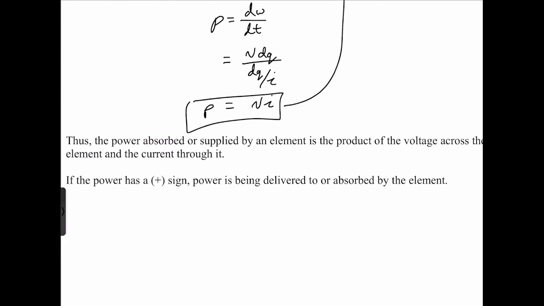So we can see that the power absorbed or supplied by an element is the product of the voltage across the element and the current flowing through that element. So if the power has a positive sign, the power is being delivered to or being absorbed by the element. So go to the diagram again.